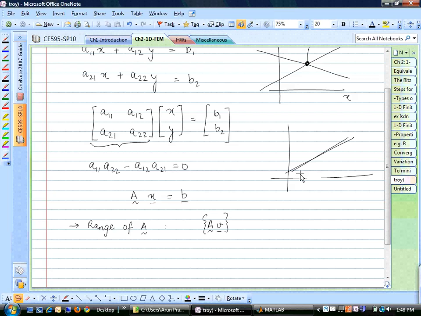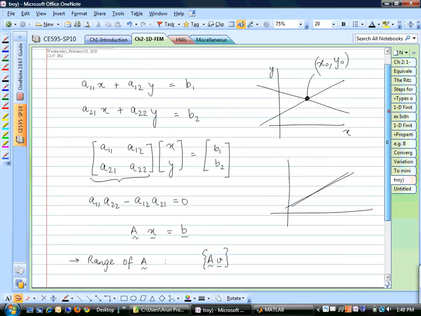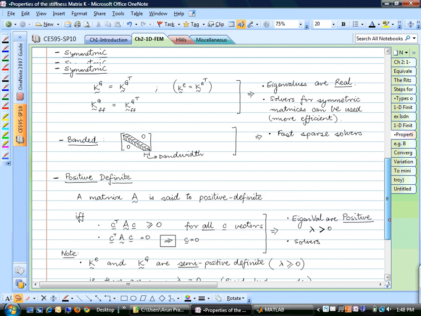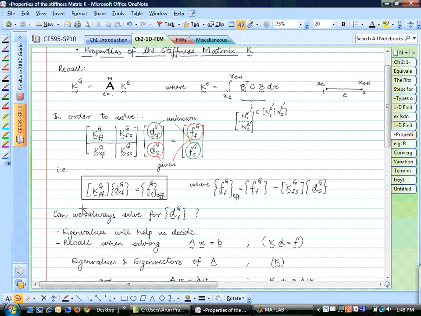Okay, so this is just a little bit of properties of matrices that you should remember, especially for this course, because again and again in this course we'll be solving equations like this, and whenever we are trying to solve equations, we need to be able to know whether even a solution exists or not.